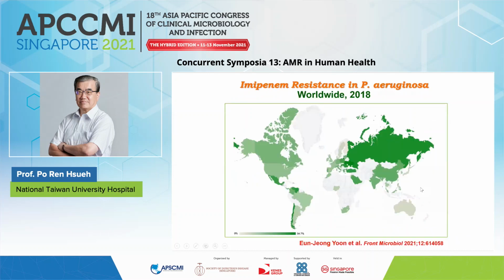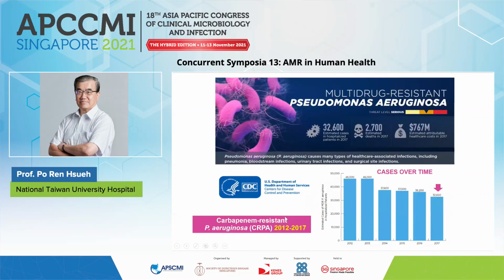Then if we look at the carbapenem resistance in Pseudomonas aeruginosa worldwide, you can see in some countries, for example Russia, China, India, Mexico, and some countries like Chile, they have the problem of carbapenem-resistant Pseudomonas aeruginosa. So you can see the resistance issue is not common everywhere, but in some regions we have a more serious problem.